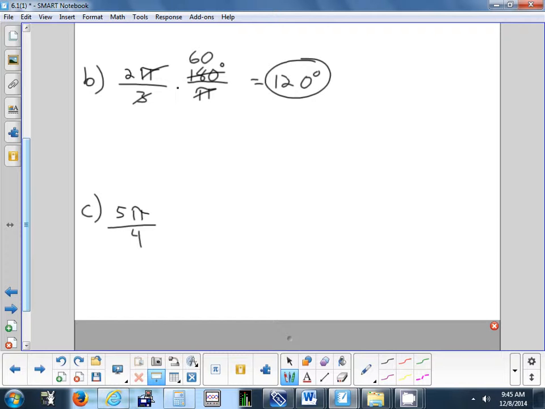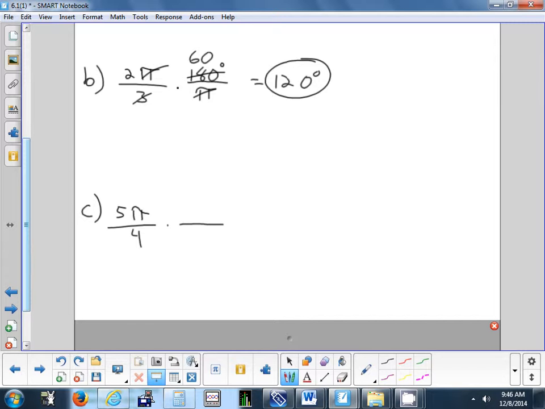Okay, 5 pi over 4. So when I'm doing this in my head, I don't go through this conversion a lot of times. I think, do I know pi over 4? If I know pi over 4, and I can multiply that number by 5 in my head, then I've got my answer right away. If I don't, then I'll go through the conversion. Okay.